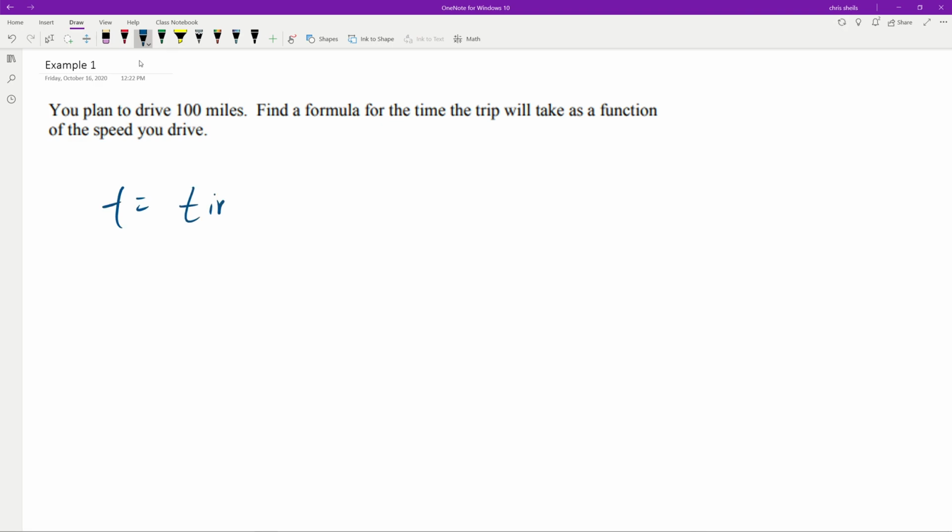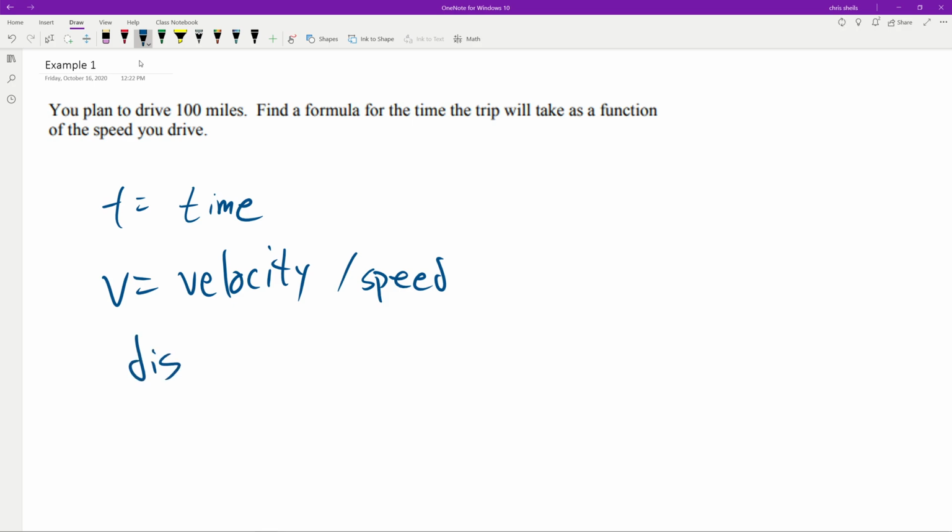Let's let t stand for time. And let's have v be our velocity or our speed. And I guess we can have d for distance. Actually, we don't even need to define a variable there. With this information, I know the distance that I travel is equal to the speed at which I travel times the time at which I'm traveling at that speed, right? If I'm traveling at 60 miles per hour for 2 hours, then I went 120 miles.